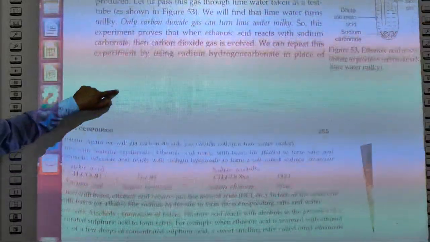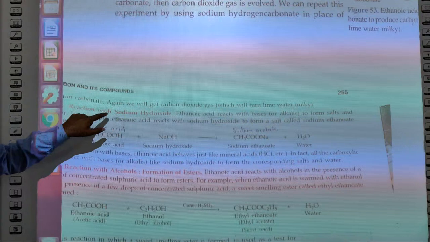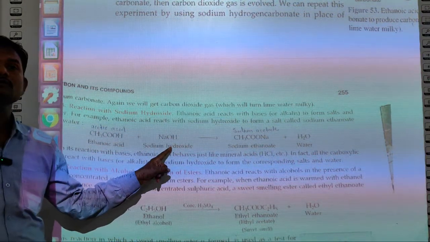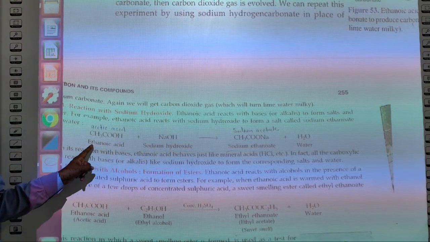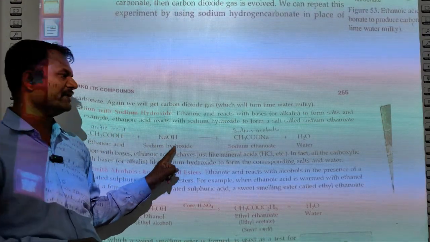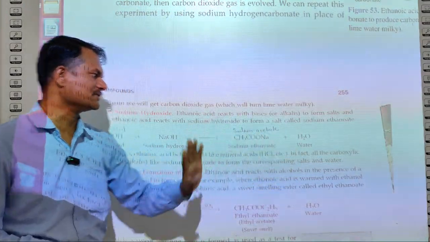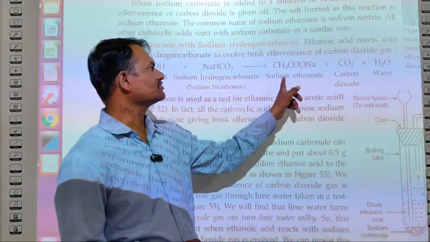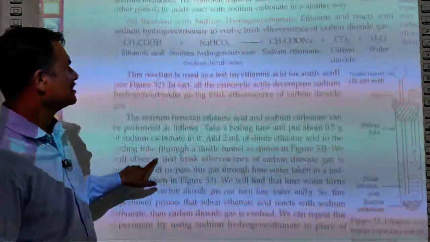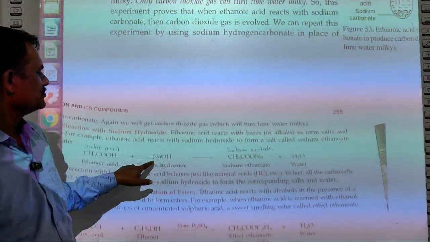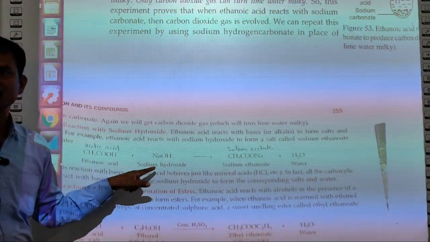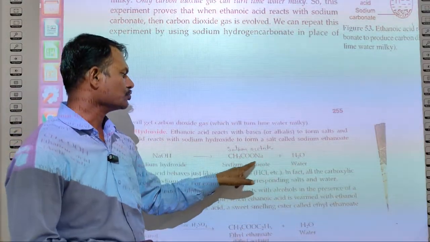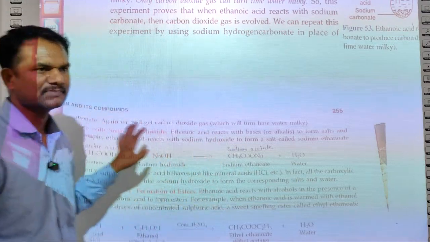This is the preparation. Then the reaction with sodium hydroxide. Sodium hydroxide is also a base. Ethanoic acid plus sodium hydroxide base will give salt and water. Earlier we got carbon dioxide along with sodium ethanoate, but here this is only a base which does not contain carbonate. So we will get only salt and water, that is sodium ethanoate and water.